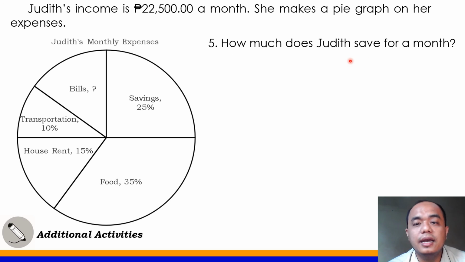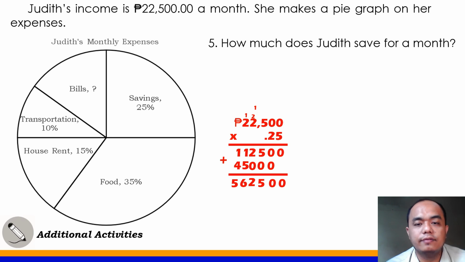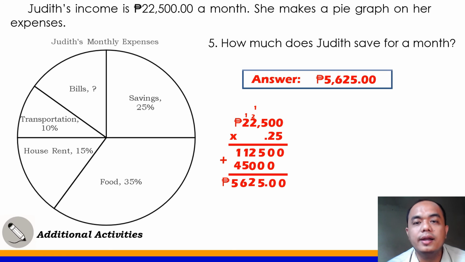Number 5, how much does Judith save for the month? Ito yung class, savings niya, 25% daw. So, 22,500, i-multiply mo yan sa 0.25. So, 0, 0, 25, carry 2, 10, 12, carry 1, and then we have 11. And then we have 2, we have 0, 0, 10, carry 1, 2 times 2, 1, 5, and then 4. Okay? We have 0, 0, 5, 2, 6, and 5. Dalawang decimal place value, yan. So, yung tamang sagot ay 5,625 pesos yung savings nila for 1 month. Ito na yung final answer natin for number 5 of your additional activities.